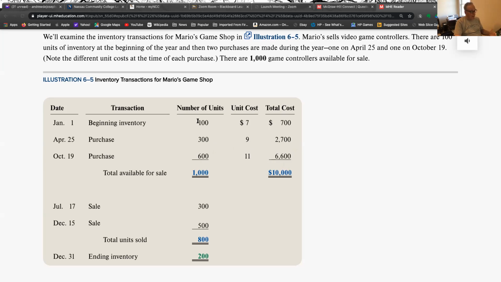Right, so you get the idea. They started out with 100. They bought 300 more in April. They bought 600 more in October. And this is what they paid. So for the entire year, what did they have available for sale? They had 1,000 of these controllers, and they paid $10,000 for them. Are we together so far? Do you get the idea?